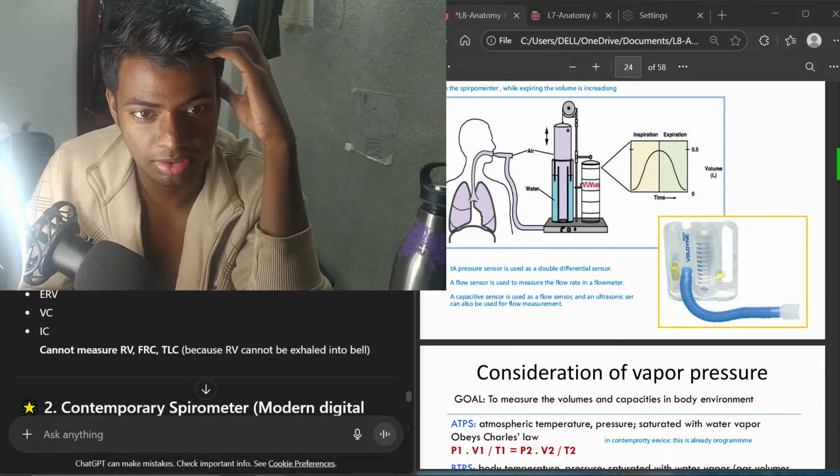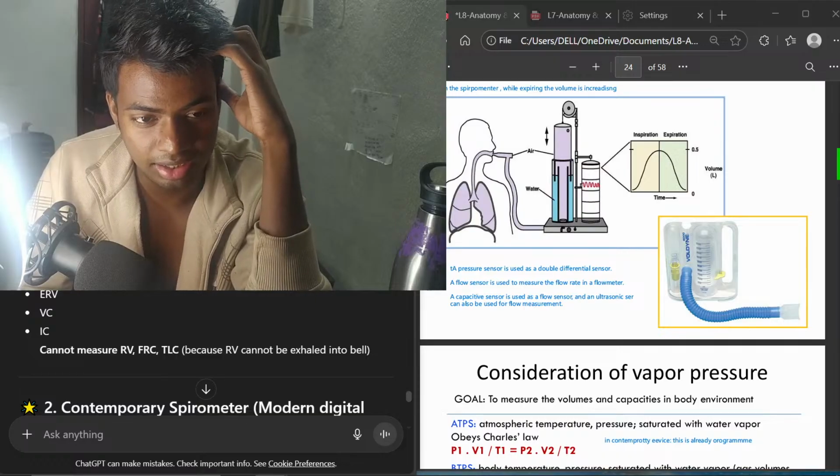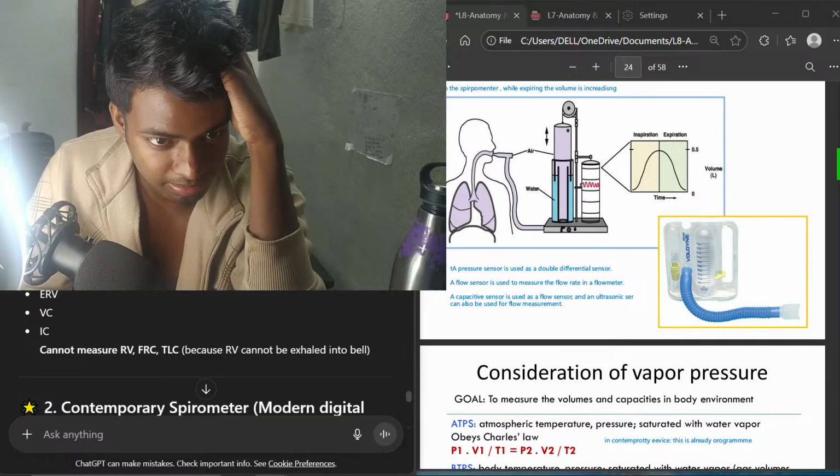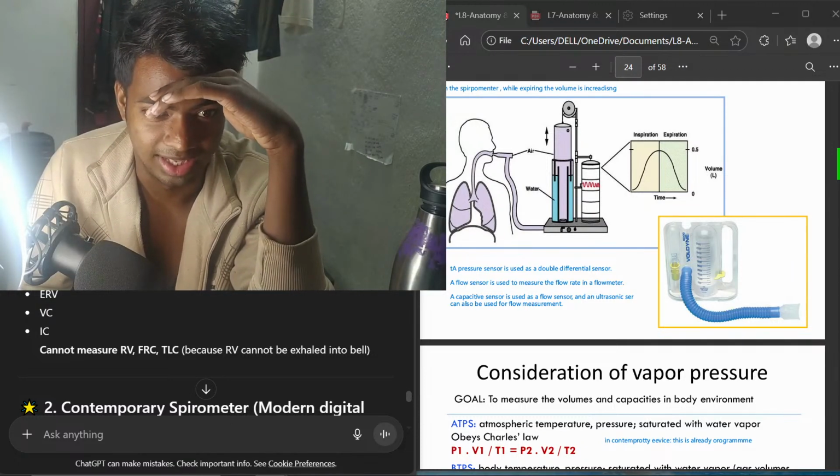Residual volume, yeah, one cannot measure. FRC, I mean, FRC is equal to non-tidal, right? RV, oh sorry, yeah, residual volume. TLC also residual volume. So yeah.